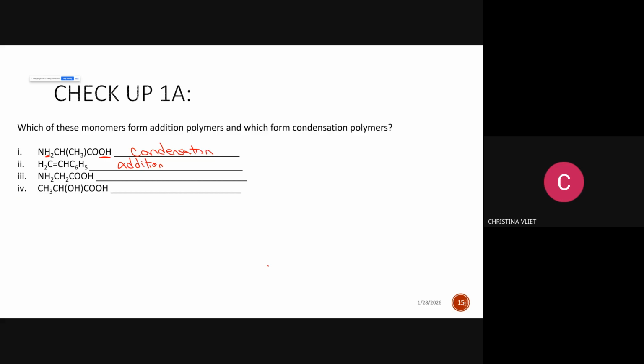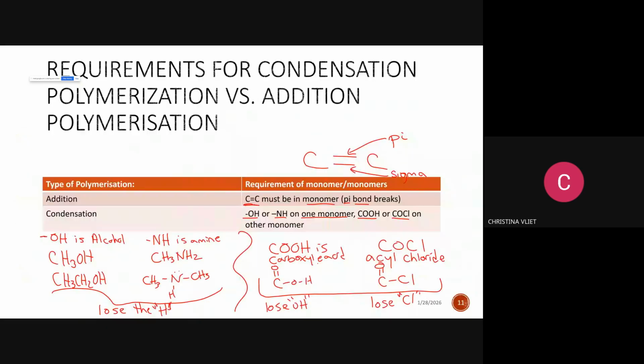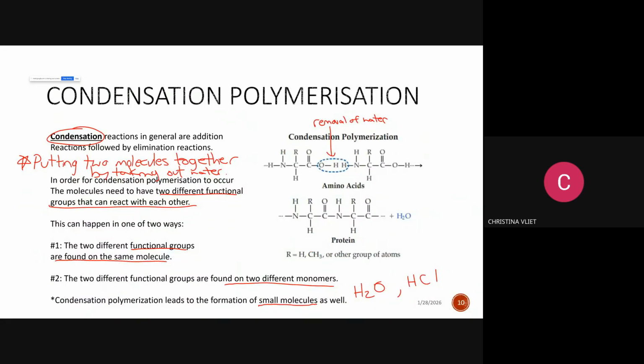NH2, CH2, COOH, what's that? Condensation. And the last one? Also condensation. So remember, for addition, you've got to have the double bond. For condensation, you've got to have the groups that you remove to get either water or HCl. Do we ever get that? Actually, technically, if you think about it, elimination, taking something away, that's technically subtraction. However, I don't think they would accept you to write that in a Cambridge exam. Let's call that the addition-subtraction reaction.